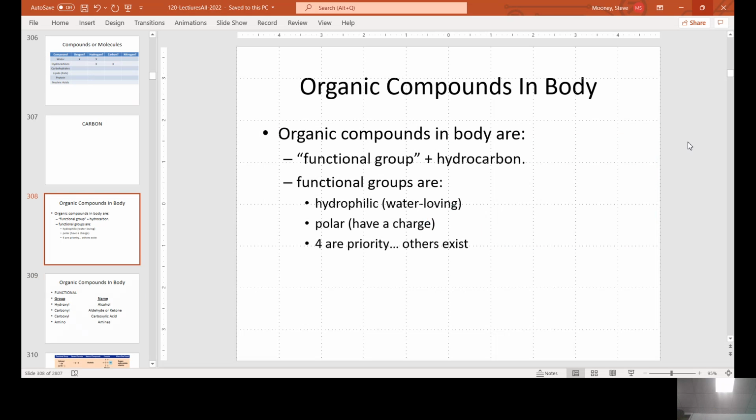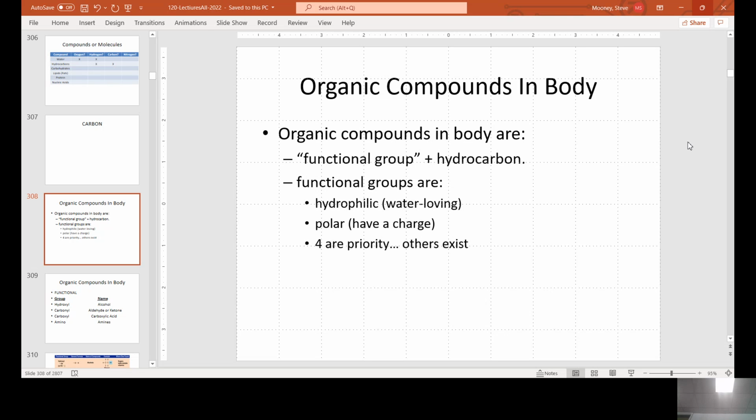So organic compounds in the body, we start with a hydrocarbon and then we add stuff to it. What we add determines what that is. So organic compounds in the body have a functional group. Each of those has a different reactivity, a different purpose, stuck to a hydrocarbon.